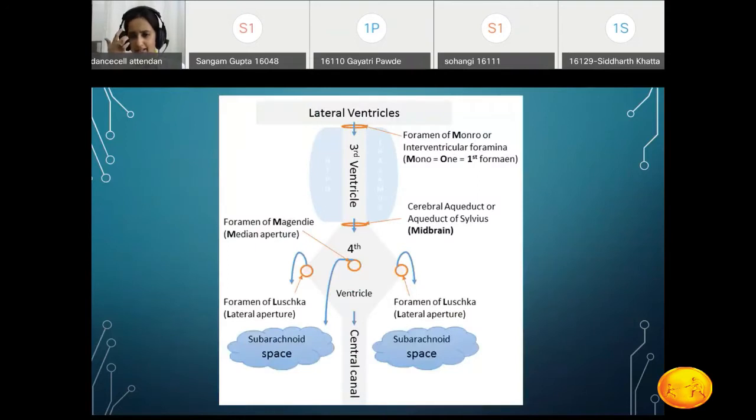So this is the diagram showing the flow of CSF from the foramen of Monro. From the lateral ventricle, they enter the third ventricle via the foramen of Monro. Then they enter the fourth ventricle via the cerebral aqueduct of Sylvius, and from the fourth ventricle they have 3 openings. They enter the lateral apertures via the foramen of Luschka into the subarachnoid space, and then into the central canal of the spinal cord via the foramen of Magendie.